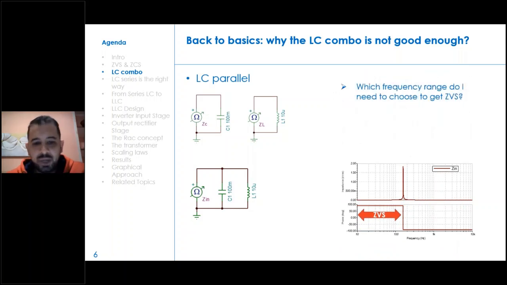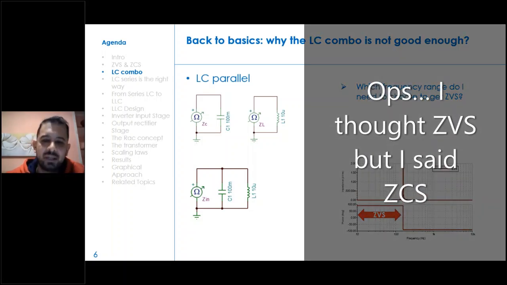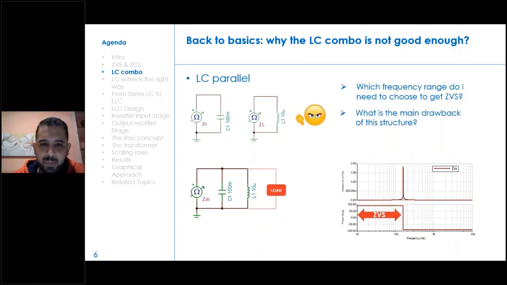So first question, where do I get zero voltage switching? According to the statements we made before in the previous slide, we get zero voltage switching when we work in the inductive zone. What is the meaning of inductive zone? Actually, if we see the bottom right plot, we see that we have zero voltage switching on the left side of the resonance.